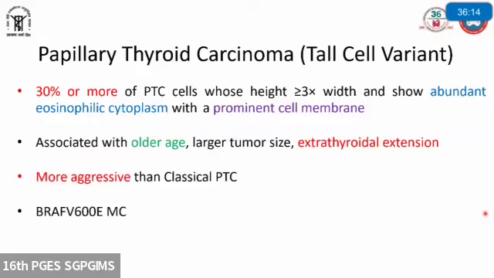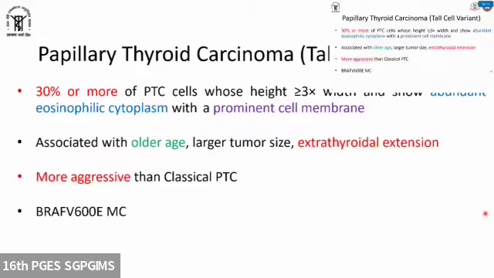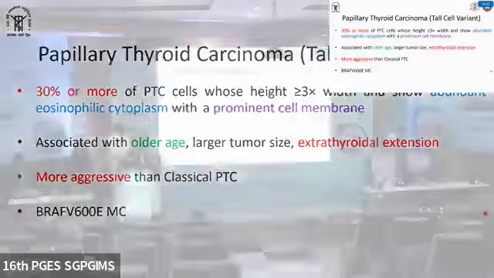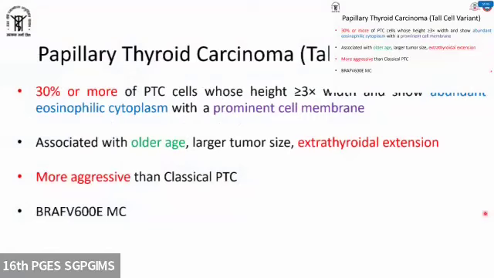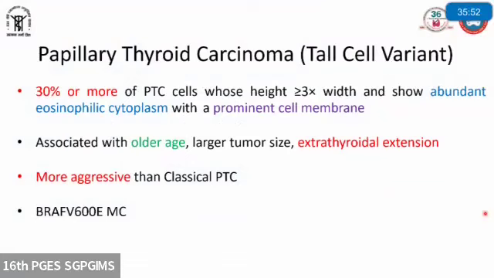When the tumor has 30% or more PTC cells whose height is more than 3 times the width, with abundant eosinophilic cytoplasm and prominent cell membrane, then it is considered tall cell variant of PTC. These tumors are associated with older age, larger tumor size, and extrathyroidal extension. These are more aggressive than classical PTC and usually have the BRAF V600E mutation.